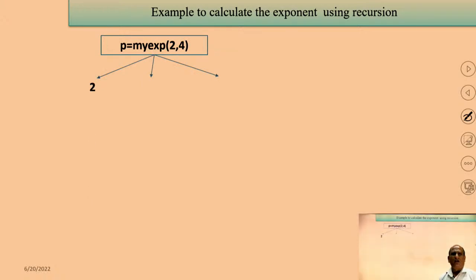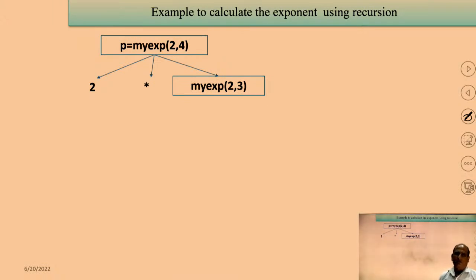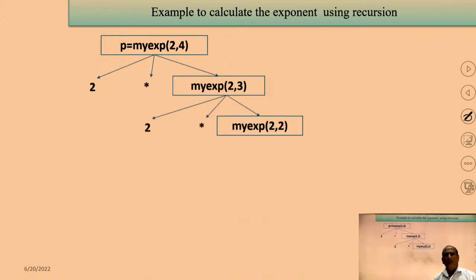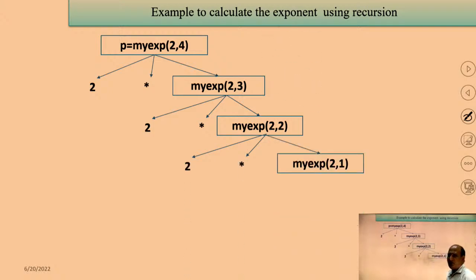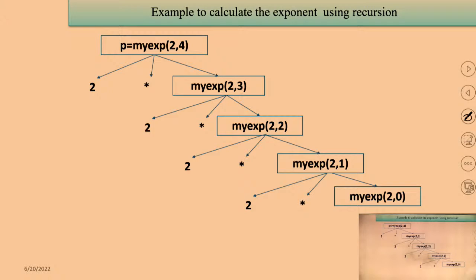To calculate it, my x 2 comma 4 is called, and it will call 2 into my x 2 comma b minus 1, meaning 4 minus 1, which is 3. Now my x 2 comma 3 will call 2 into my x 2 comma b minus 1, meaning 3 minus 1, which is 2. Now my x 2 comma 2 will call 2 into my x 2 comma 1.